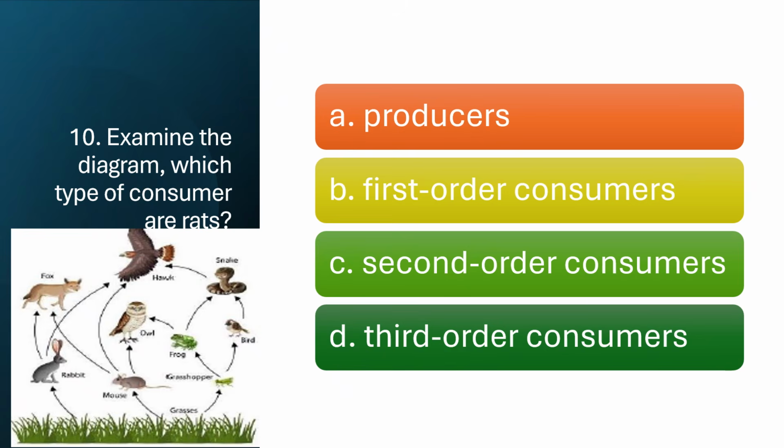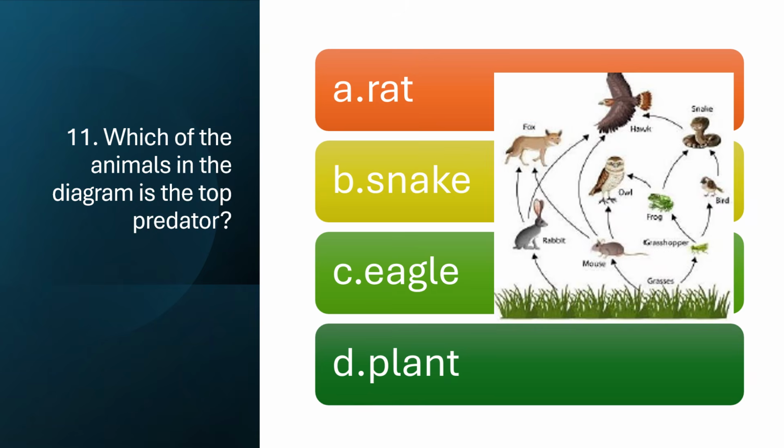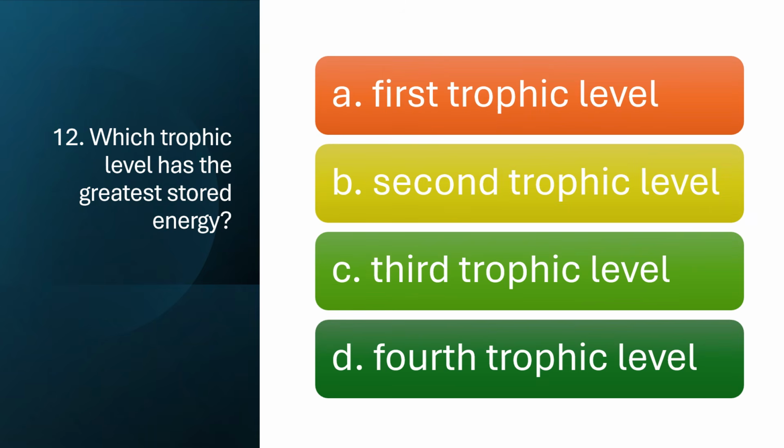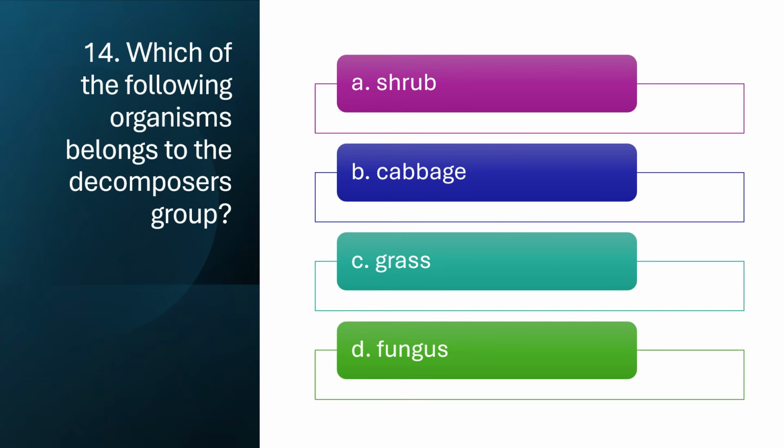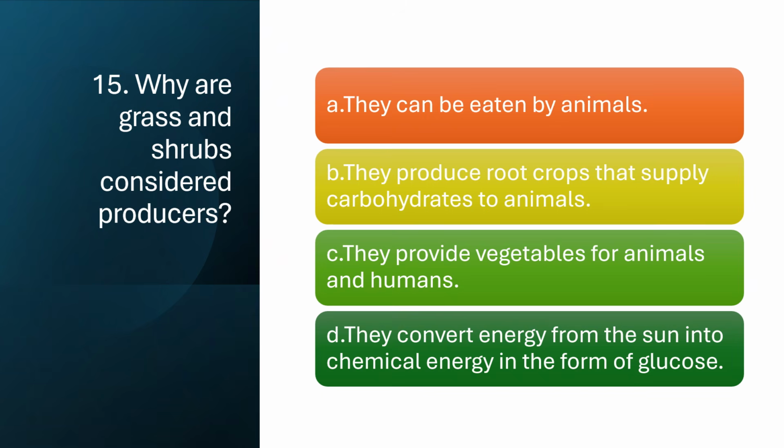Examine the diagram. Which type of consumer are rats? Which of the animals in the diagram is the top predator? Which trophic level has the greatest stored energy? Examine the food web diagram. Which type of consumers are small birds? Which of the following organisms belongs to the decomposers group? Then why are grass and shrubs considered producers? And you may correct your answers from here.